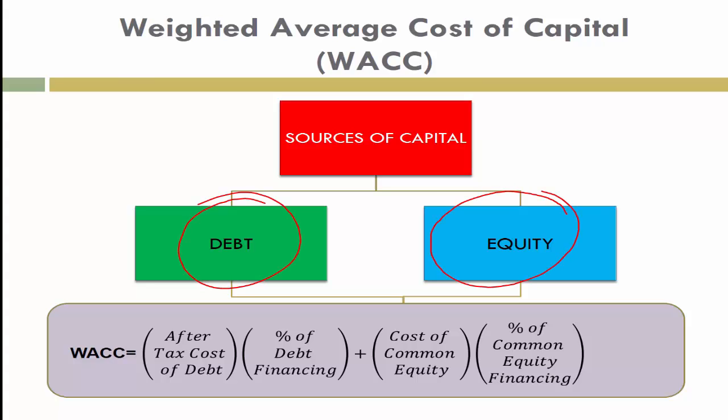In that case, how do you calculate the cost of capital? Remember the formula: after-tax cost of debt times percent of debt financing, plus cost of common equity times the percent of common equity financing. These percents of debt financing and equity financing are usually referred to as WACC weights, and here I'm going to explain how to calculate them.